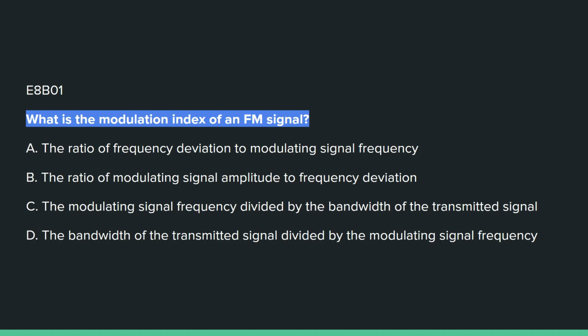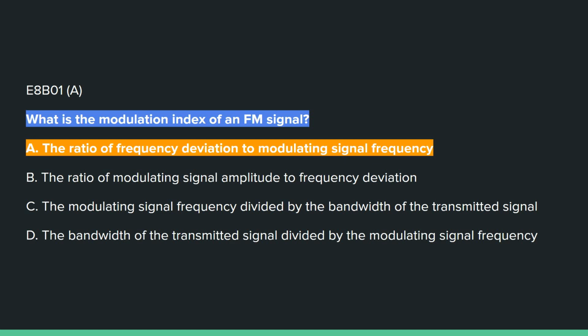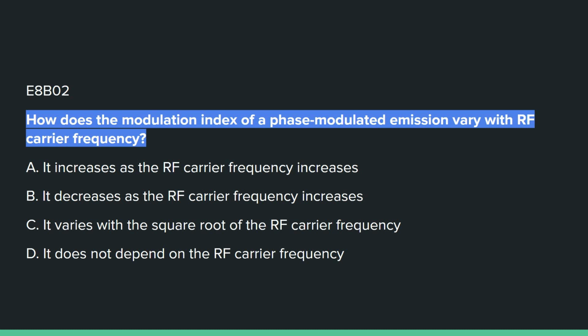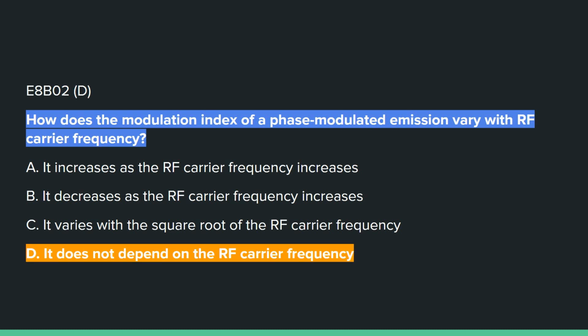E8B01, what is the modulation index of an FM signal? A. The ratio of frequency deviation to modulating signal frequency. E8B02 says, how does the modulation index of a phase modulated emission vary with RF carrier frequency? D. It does not depend on the RF carrier frequency.